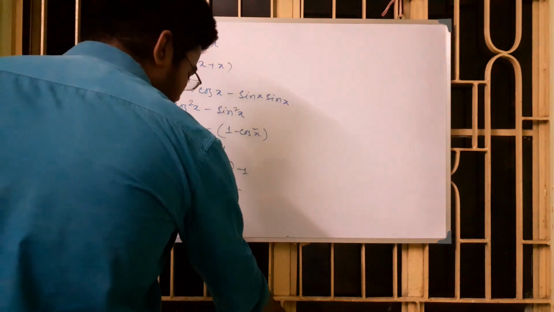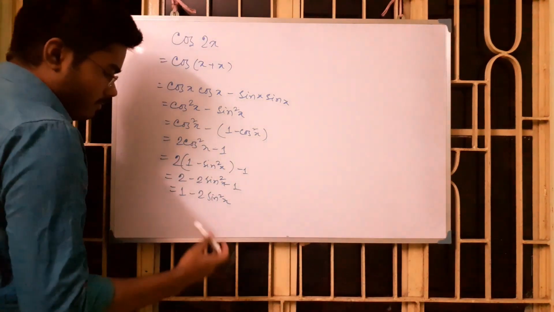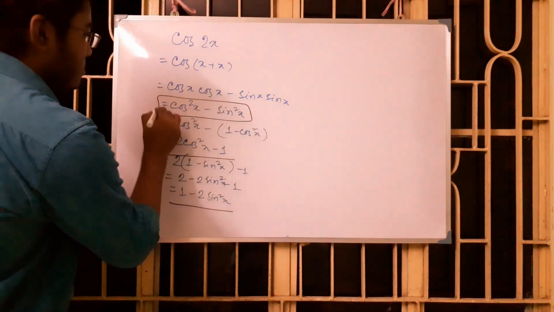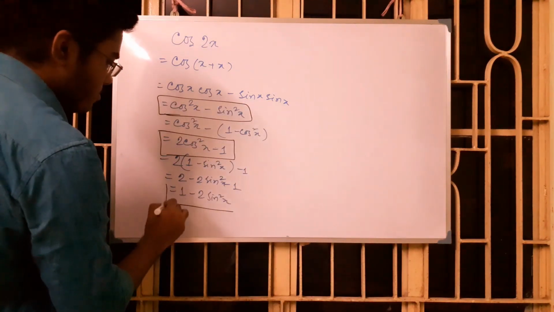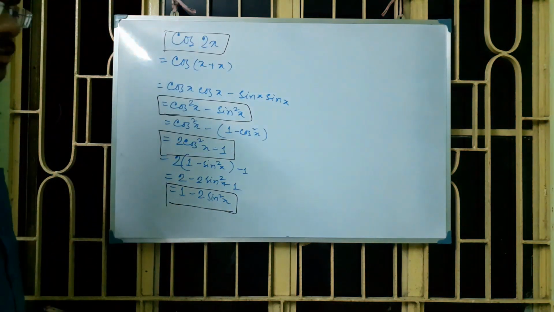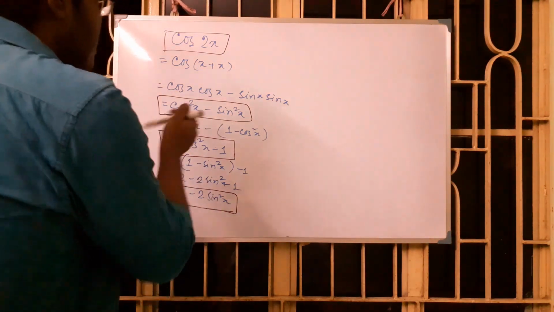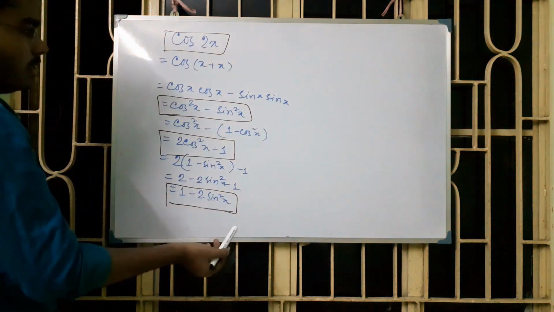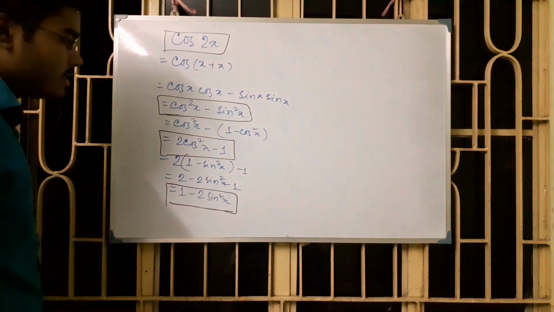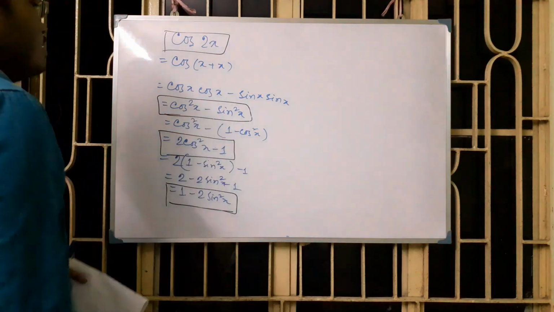So what thing do we have to remember? These two things: 1 minus 2 sin square x, and 2 cos square x minus 1. This is the formula of cos 2x. Cos 2x is equal to this and this. We will be using this in some problems. Just put 1 minus cos square x in the place of sin square x, and 1 minus sin square x in place of cos square x, and it will give a new formula.